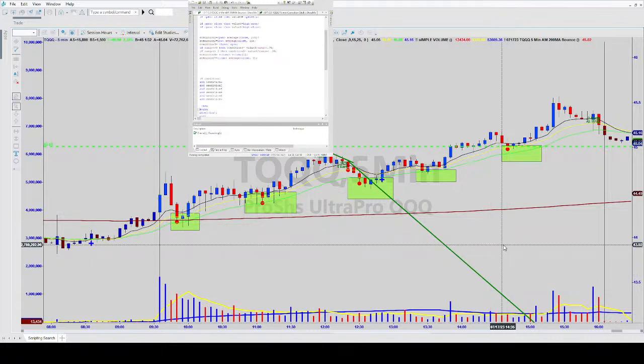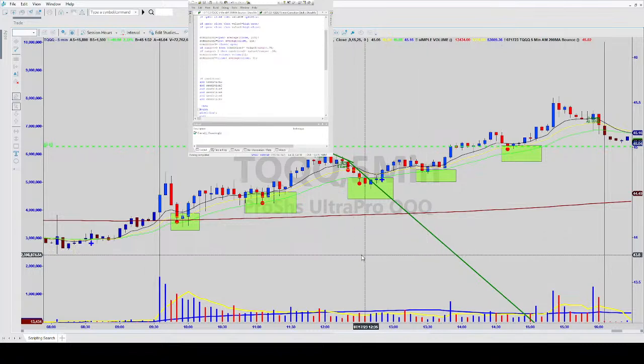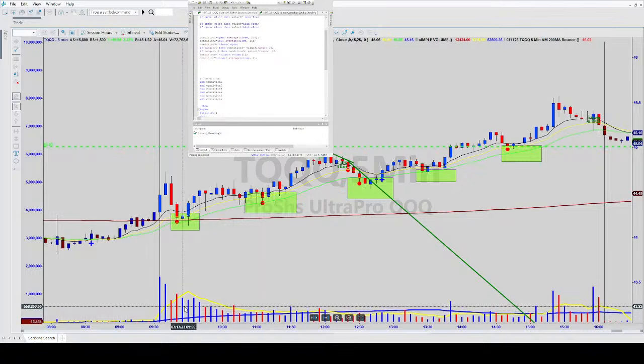That one's below the two averages. This one's below the two averages. This one is below the two averages, and I'm talking about the average of the volume. This one is below the 6 EMA, or the 6 average. This one is below the 6 average.